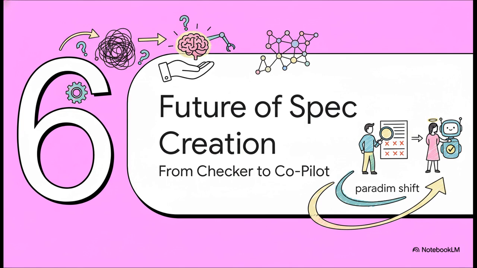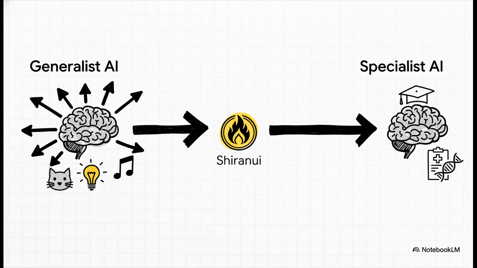So what does this all mean for the future? Well, it fundamentally shifts the paradigm. We're moving away from being manual, error-prone checkers to having a reliable AI co-pilot right by our side. This is the future of spec creation. If there's one key takeaway, it's this. Shiranui transforms a generalist AI into a true specialist. It gives your LLM a direct, verified line to the source of truth, making it a trustworthy, expert assistant that you can actually rely on for the highly specific and regulated work we do every day.